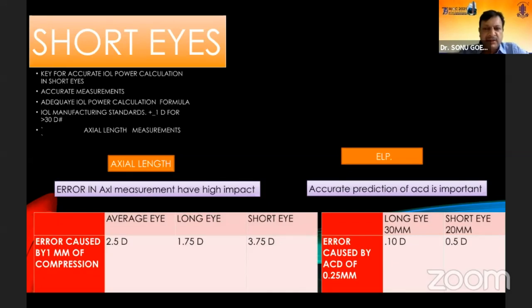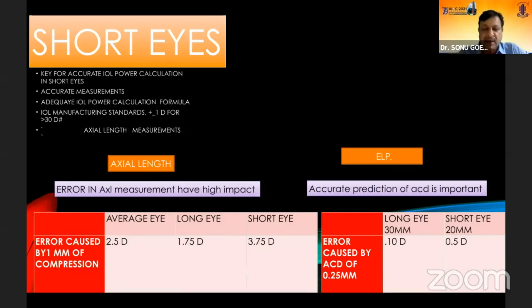So in shorter eyes, the axial length and the ELP are basically the two major errors. Errors in axial length measurements have a very high impact, and an accurate prediction of ELP is very important in these short eyes. If you consider an error caused by 1 millimeter of compression of an eye, an average eye would have an error of 2.5 diopters, and this may be exaggerated in short eyes to the tune of 3.75 diopters.